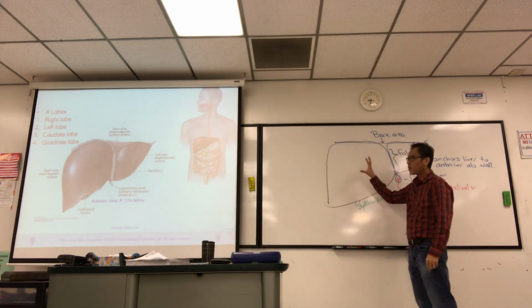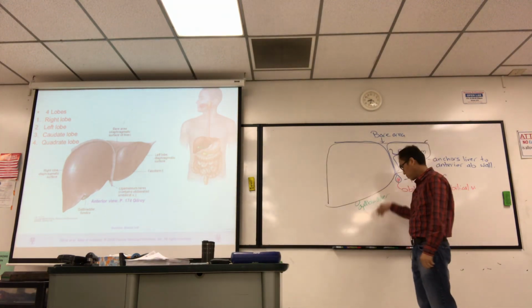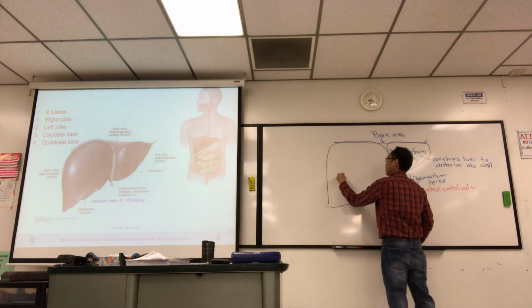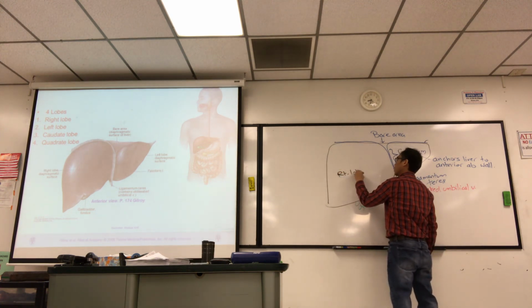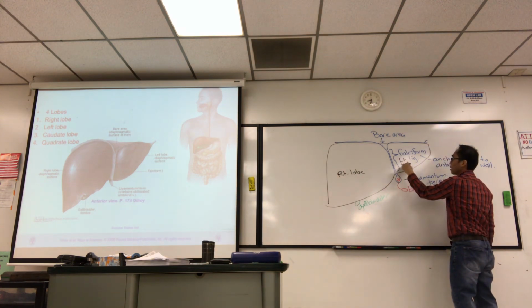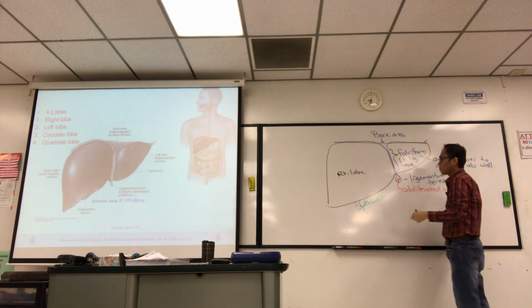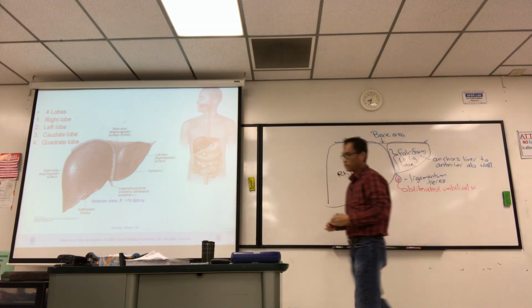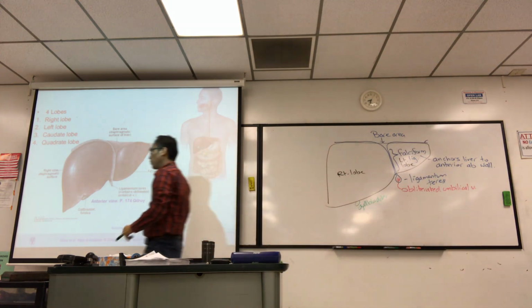This big lobe on the right is simply the right lobe. The smaller one is the left lobe. There's two other lobes that you can't see. You have to look at a different view. So this is the anterior view.